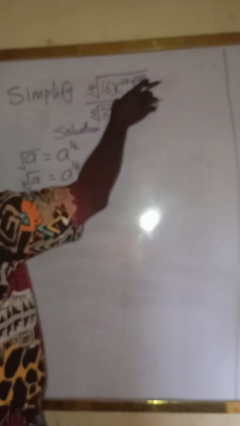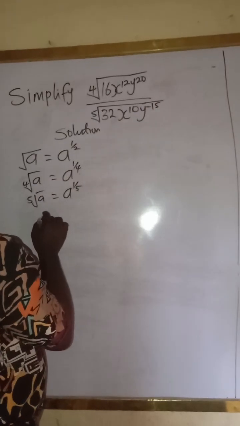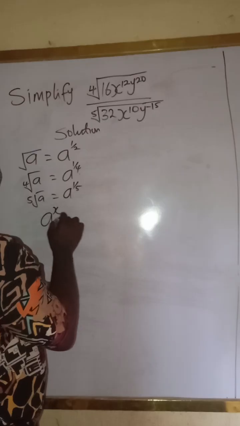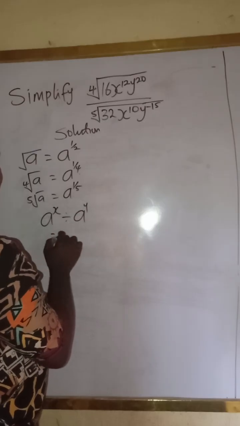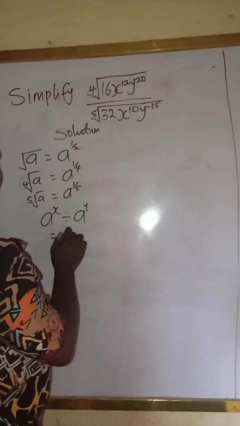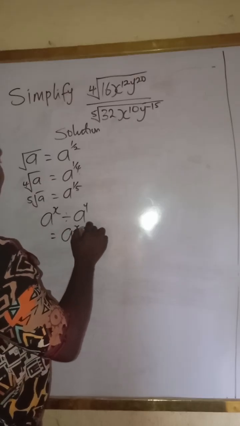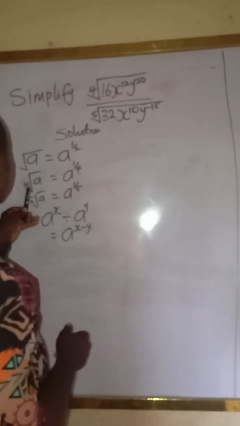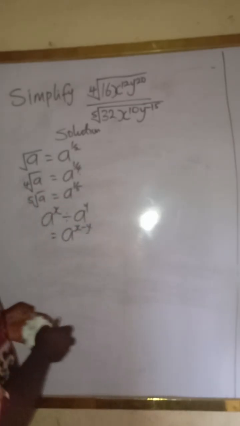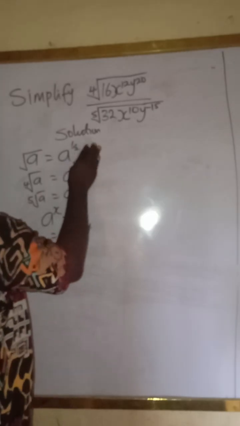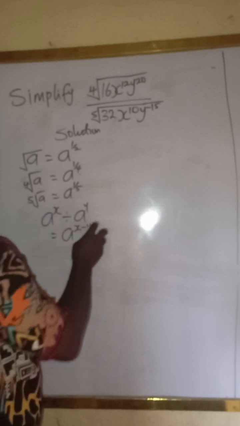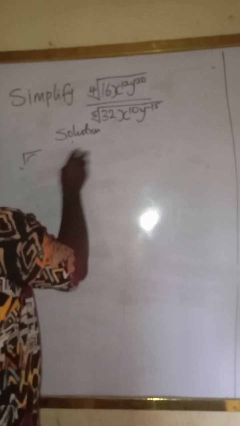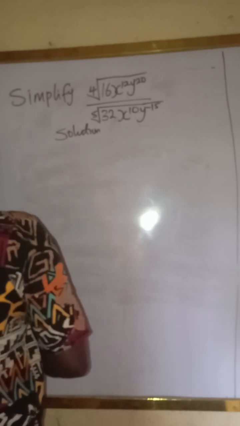Another law is the division law. When you are dividing, the law says that if a raised to power x is divided by the same a raised to power y, the answer is you take one of the a and subtract the powers. So these are the laws we are going to apply here. To apply them is very simple. We have learned the root law and the division law. Let's start applying them now to get our answer.